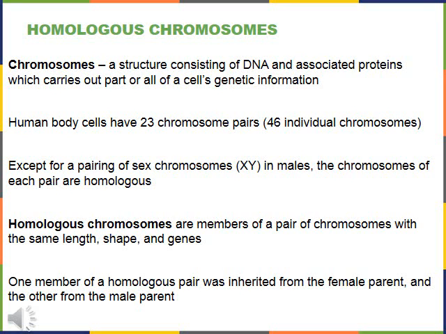Homologous, remember, homo means the same, so homologous chromosomes are members of a pair of chromosomes with the same length, shape, and genes. That's how they pair up on a karyotype. One member of a homologous pair was inherited from the female parent and one from the male parent. So we get genetic information from each of our parents.